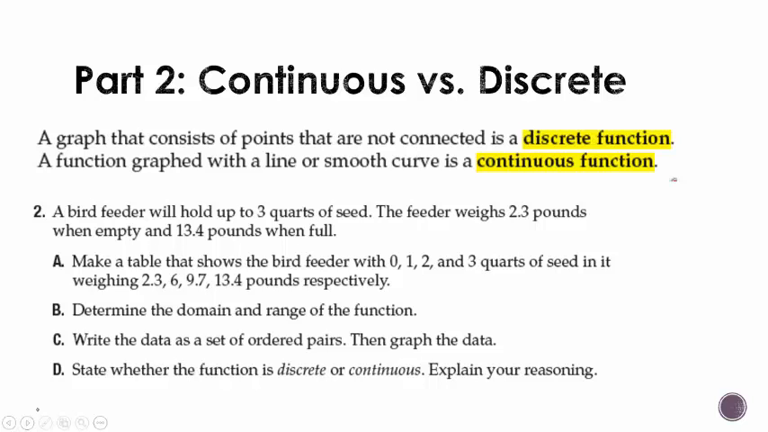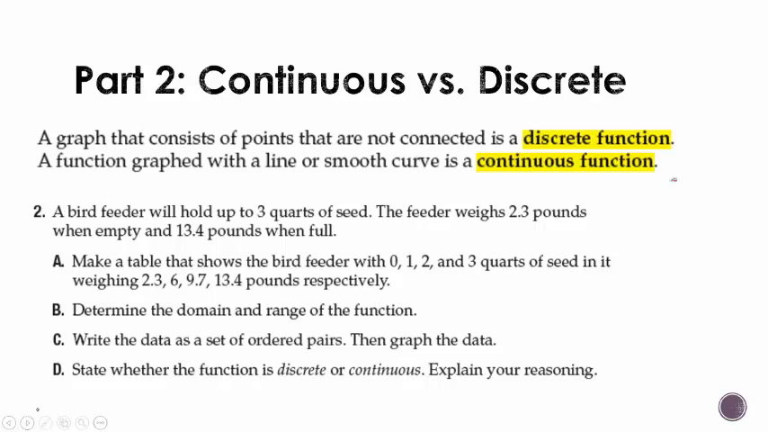So let's talk about something called continuous graphs and discrete graphs. So a graph that consists of points that are not connected is discrete. A function graphed with a line or a smooth curve is continuous. So let's say we have a bird feeder that will hold up to 3 quarts of seed. The feeder weighs 2.3 pounds when empty and 13.4 pounds when full.